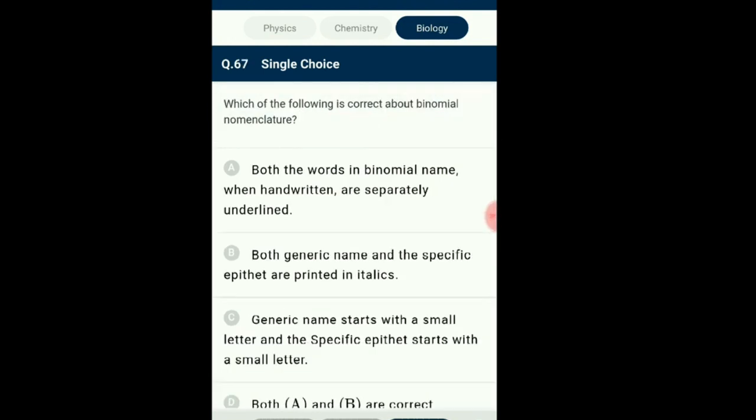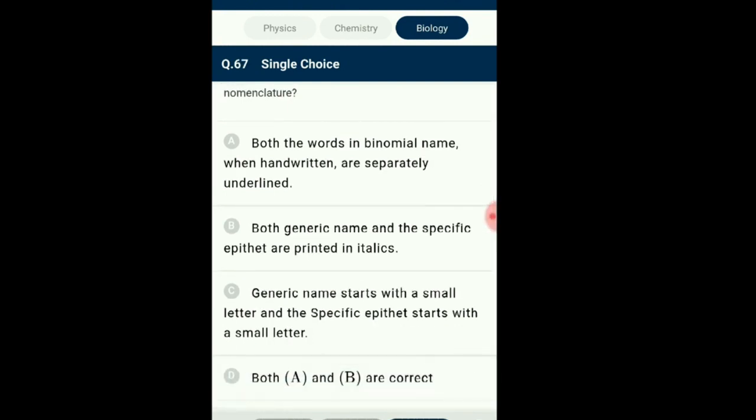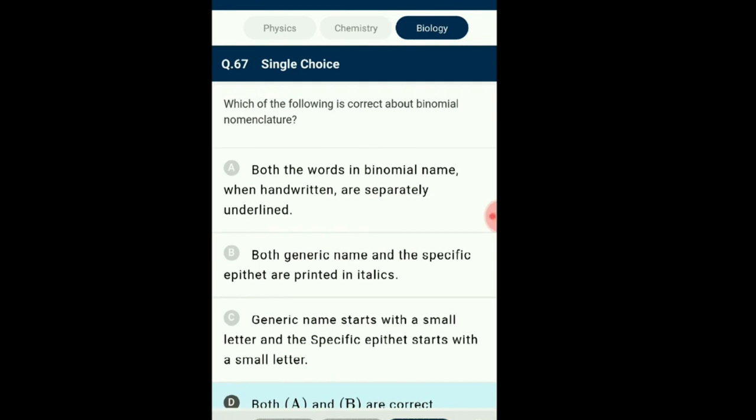Question number 67. Which of the following is correct about binomial nomenclature? Biological names are generally in Latin and written in italics. The first word in the biological name represents the genus while the second component denotes the specific epithet. When these words are handwritten, they are separately underlined or printed in italics to indicate their Latin origin. The first word, the genus, starts with a capital letter while the specific epithet starts with a small letter. So the answer for this question is both A and B are correct about binomial nomenclature.